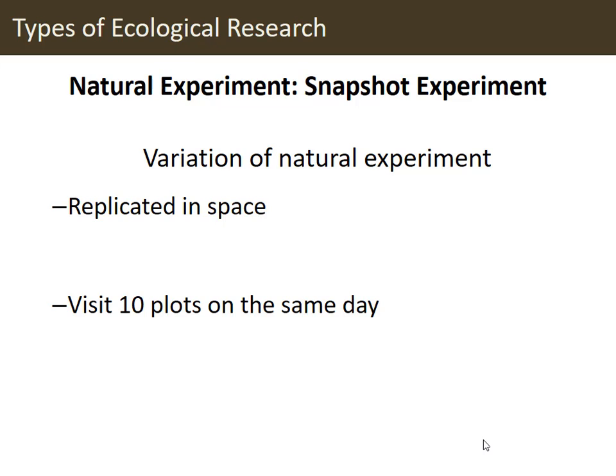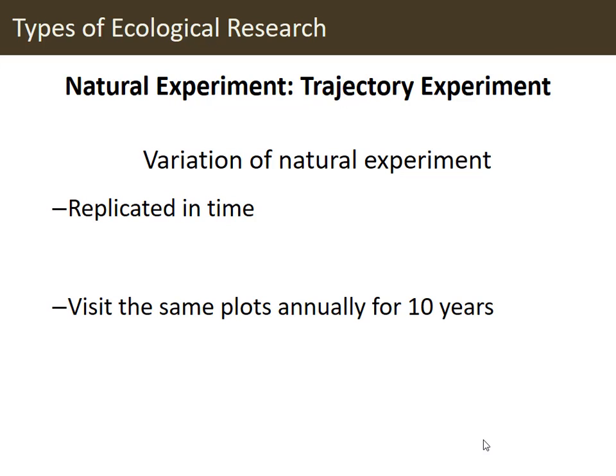And then a trajectory experiment is a snapshot across time. So you pick the same plots and you visit that exact same place year after year, season after season, whatever your time variable of interest is. Right. So the study out at Masson Ridge looking at vernal pools, visiting the same pools, applying the same methods to those pools year after year after year, and looking at how those pools vary over time.